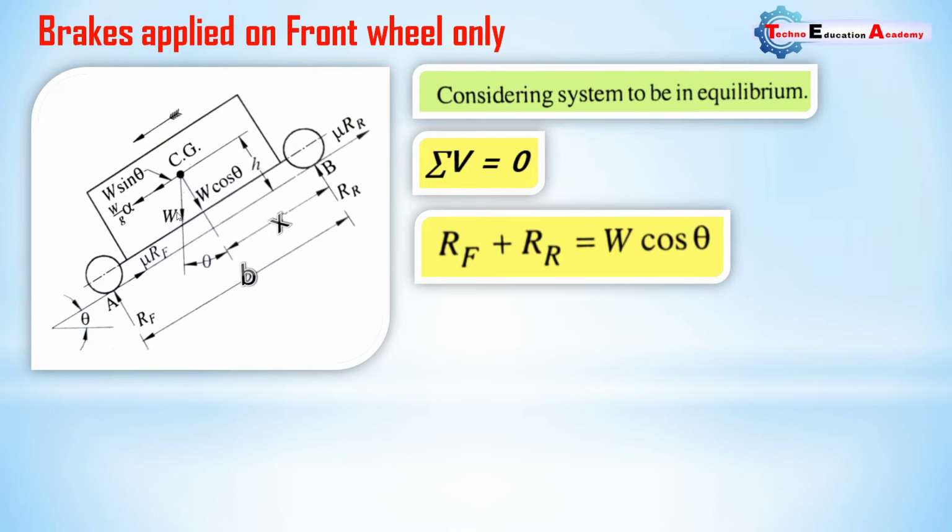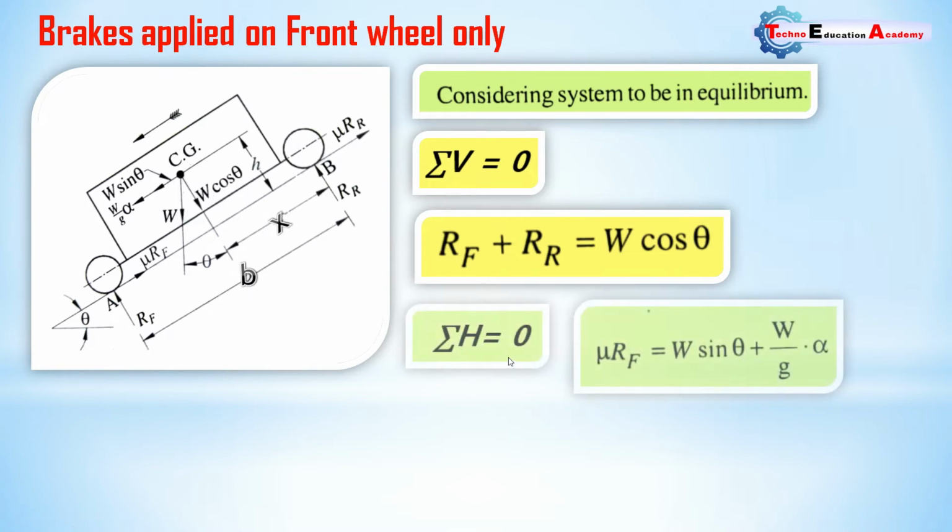So here you can see the weight acts at the CG. This is the center of gravity of the vehicle, and weight is always acting in the downward direction due to gravity. So the component of W in y direction is W cos theta in the inclined plane, and W sin theta in the direction of motion. Whenever we put the value in sigma vertical, the one vertical force we are considering is W cos theta.